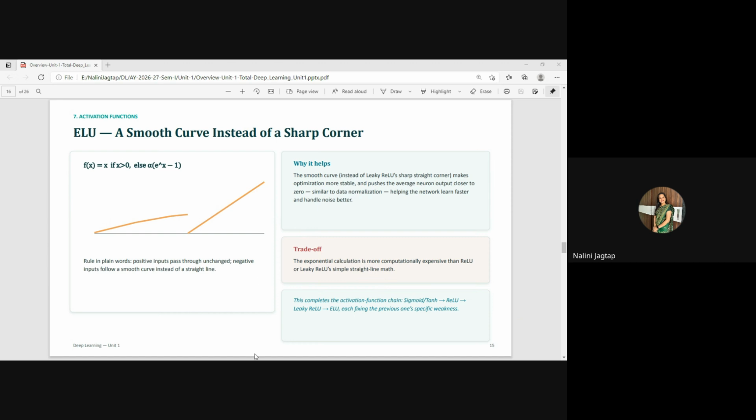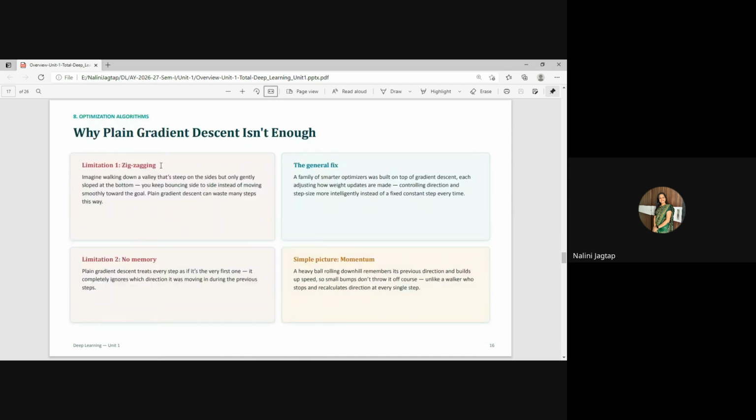It is used everywhere. Now moving ahead, we'll see why optimizers are needed and why plain gradient descent is not enough. So let's move ahead and check why plain gradient descent is not enough. Look at this. Return to the foggy hillside which we have seen in our previous slides, correct?